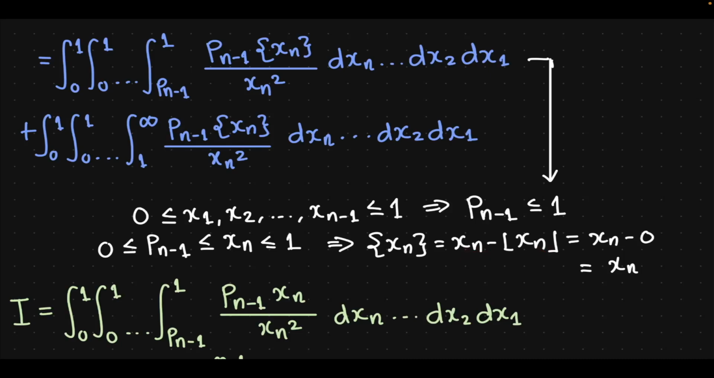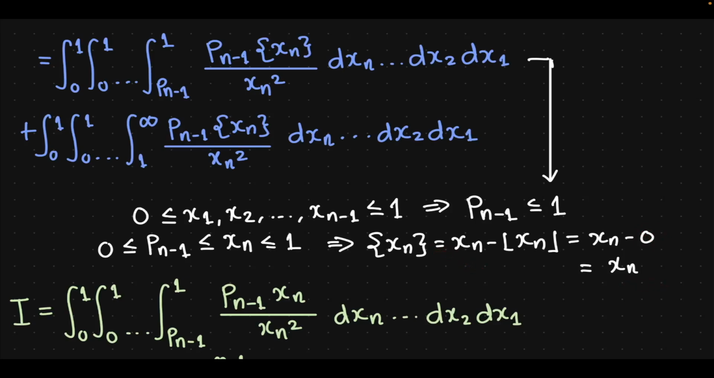Now xn is just xn, so xn is as it is. The floor function of xn is actually going to be the nearest integer that's less than xn. According to this inequality, the only integers in that interval are 0 and 1. But for the floor function, we need an integer that's smaller than xn. So that's 0.